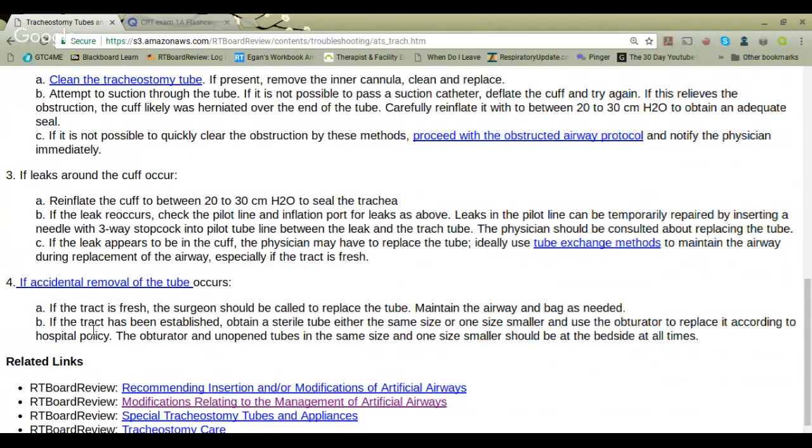If the tract has been established, obtain a sterile tube either the same size or one size smaller and use the obturator to replace it according to hospital policy. Obturator and unopened tubes in the same size and one size smaller should be at the bedside at all times.